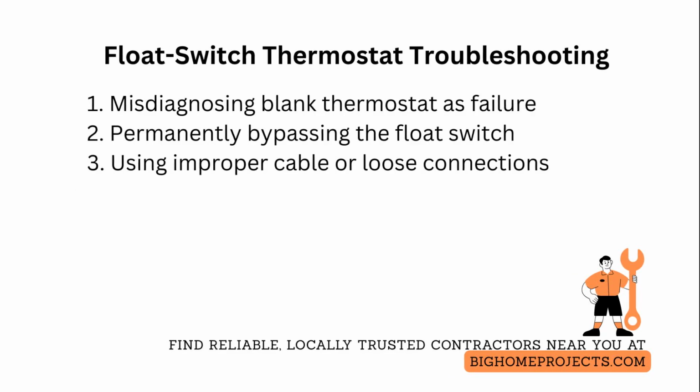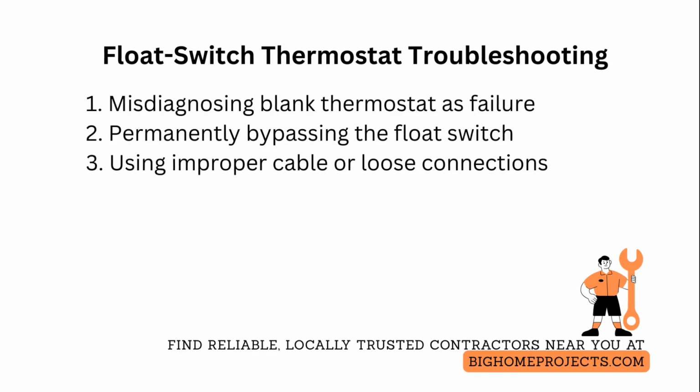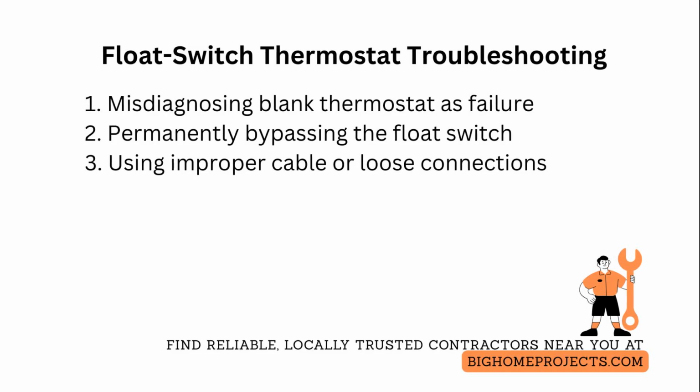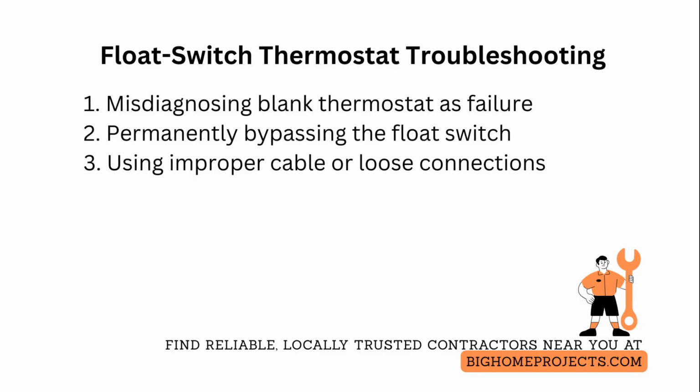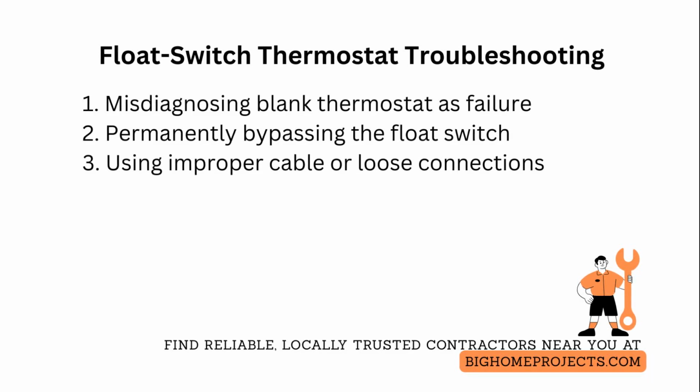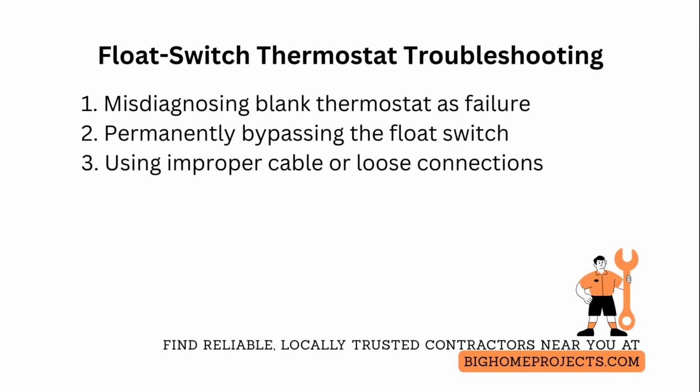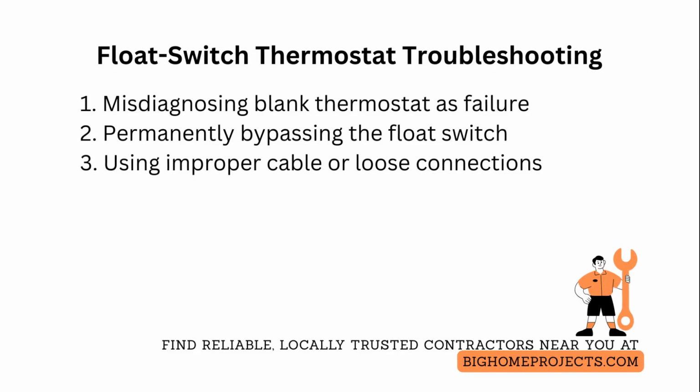One of the biggest mistakes is assuming a blank thermostat means the stat failed instead of checking for lost R-wire power. Fix this by measuring voltage at the air handler and tracing whether the float is opening the circuit. The next common error is jumper bypassing the float permanently to restore thermostat power, which defeats safety and can lead to water damage. The correct approach is to provide an alternate isolated power feed and separate the float to an alarm relay.